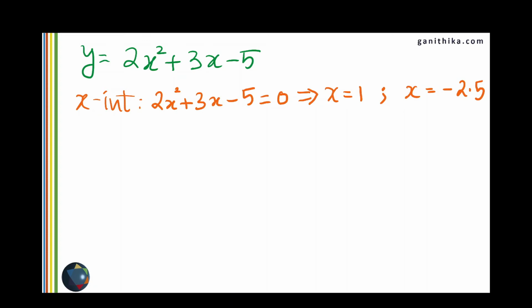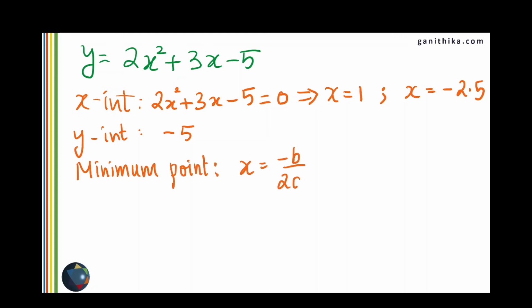Now next, going to y-intercept, substituting x is equal to 0, obviously y is equal to negative 5 will be the y-intercept. So far we have got 3 points, 2 x-intercepts and y-intercept. Now for the last one, which is the turning point, in this case you can see the coefficient of x square is 2, therefore it is positive, therefore the curve will have a minimum point. And the formula for finding the x coordinate of the minimum point is negative b over 2a. In this case, b is 3, a is 2 and c is minus 5.